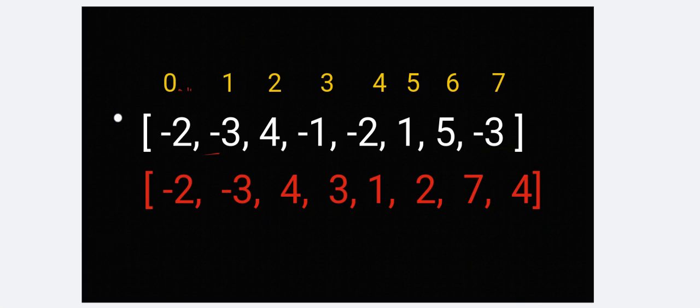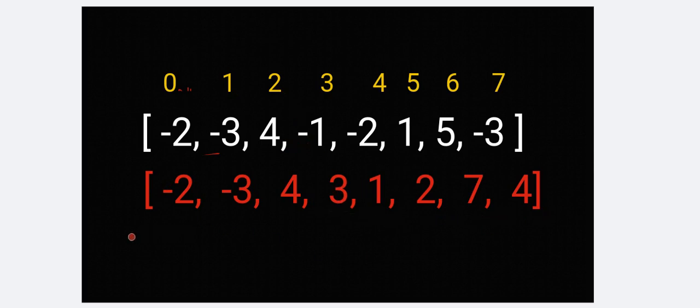What does it say? It gives the information that if I was to end over here, the maximum subarray sum I would get is 2. If I was to end over here, the maximum subarray sum I would get is -3. If I was to end over here, the maximum subarray I would get is 4. Similarly, 3, 1, 2 and 7.